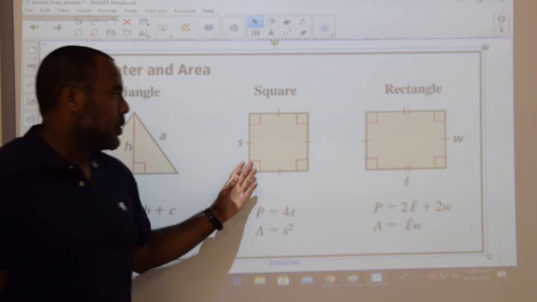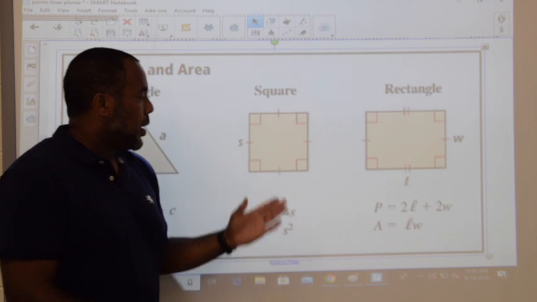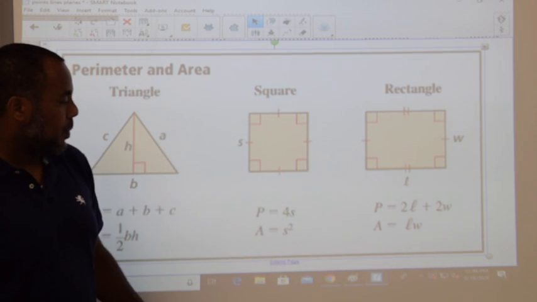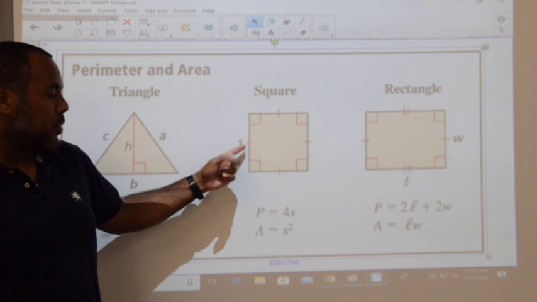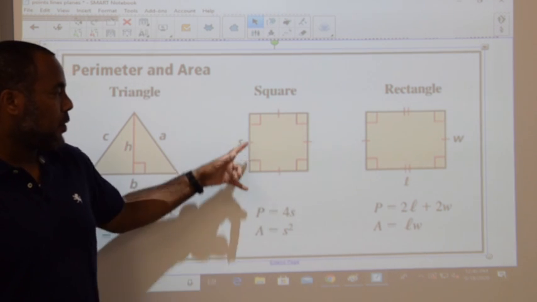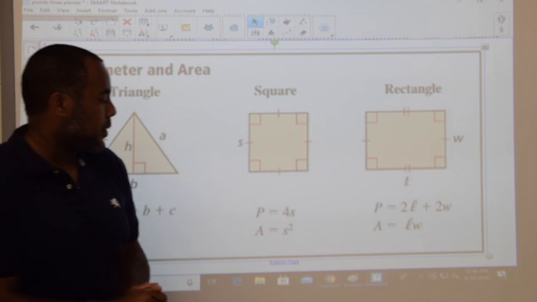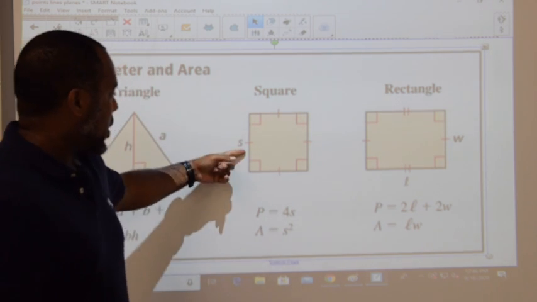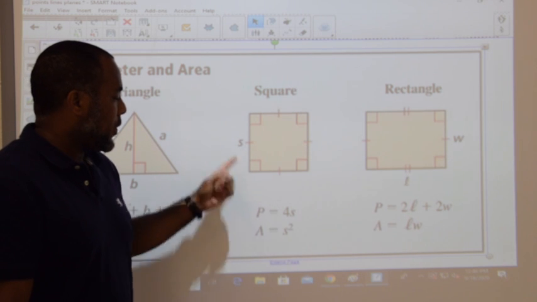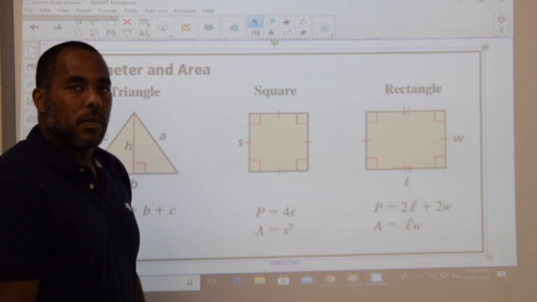A square: all the sides are the same. So the perimeter is just 4 times the length of one of the sides. As long as you know one side, and you know that it's a square, it's just 4 times that. The area of the square is length times width, and so that's going to give you s squared.